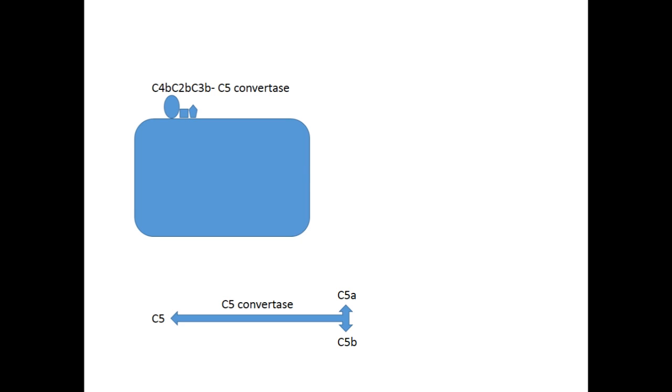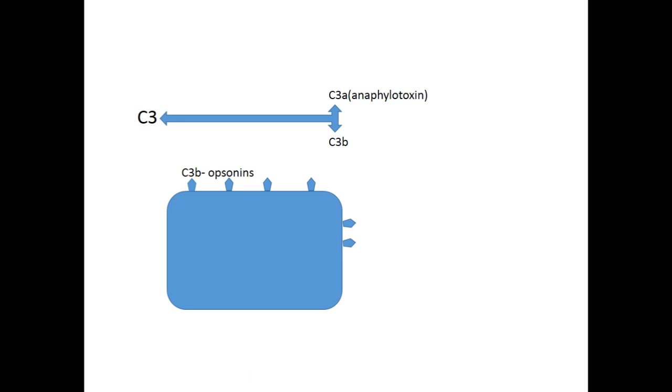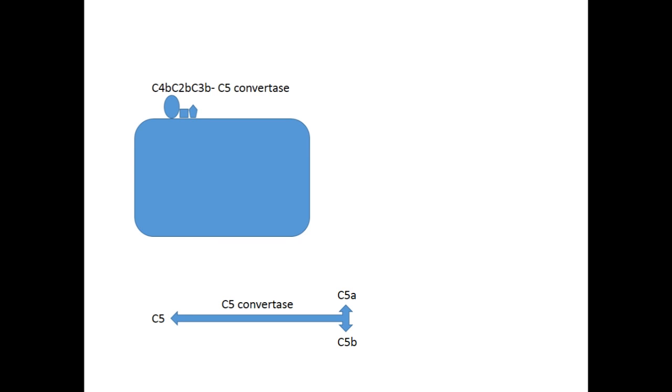Now coming back to the convertase, the C3b can act as an opsonin, but C3b can also attach to the previously formed complex and form C5 convertase. So C3b can independently attach to the surface of the pathogen and act as an opsonin, or it can attach to the C4b2b complex and form the C4b2b3b complex, which is called C5 convertase.